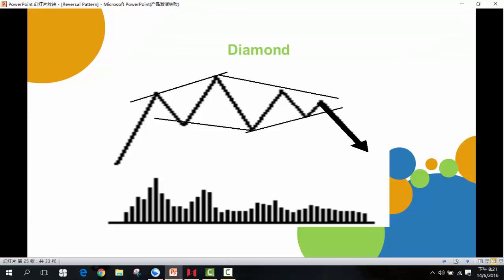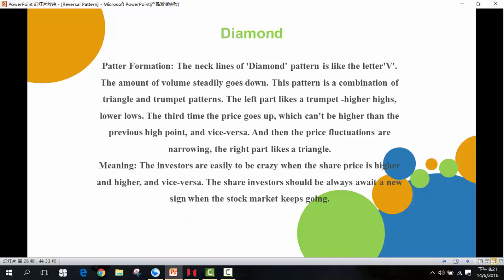The next one is about the diamond pattern. What's the diamond? We can see two highs and two lows. Then the next one, two highs and two lows. Here, a higher high and a higher high, but a lower low. Then the next one, a lower high and a higher low. Okay, so this is the diamond pattern. Then we can see the next one.